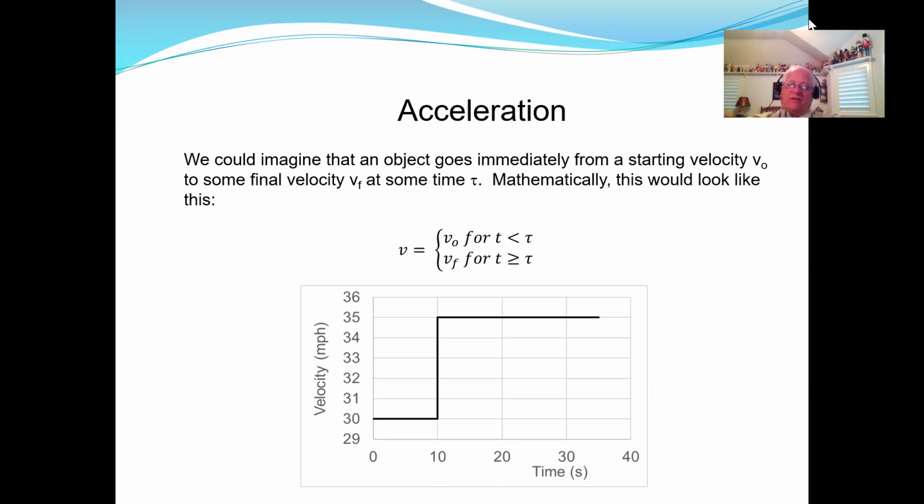So for example, on the left side and the right side, where I'm going at 30 or 35 miles an hour, the slope is zero, so there's zero acceleration. On the vertical jump from 30 to 35, it's infinite or extremely high, as the case may be.